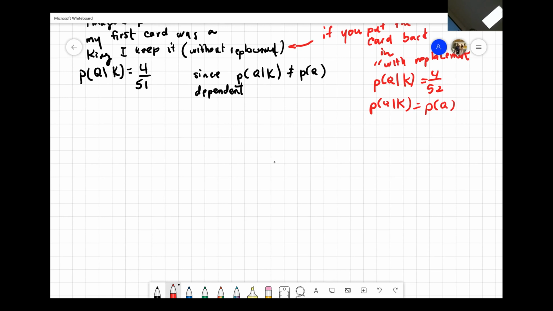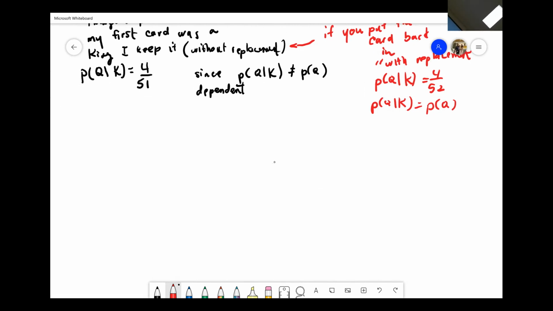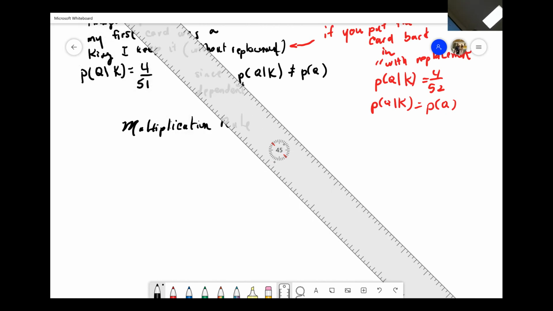So now I have to introduce to you the multiplication rule. The multiplication. Missing letters. And let me not be so sloppy and separate things with a ruler.